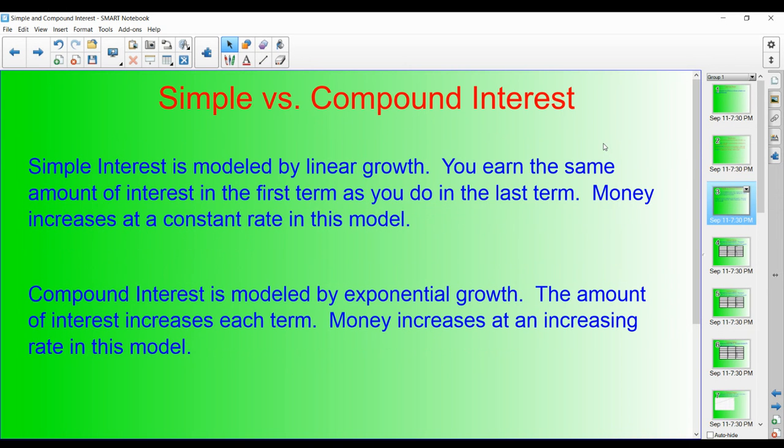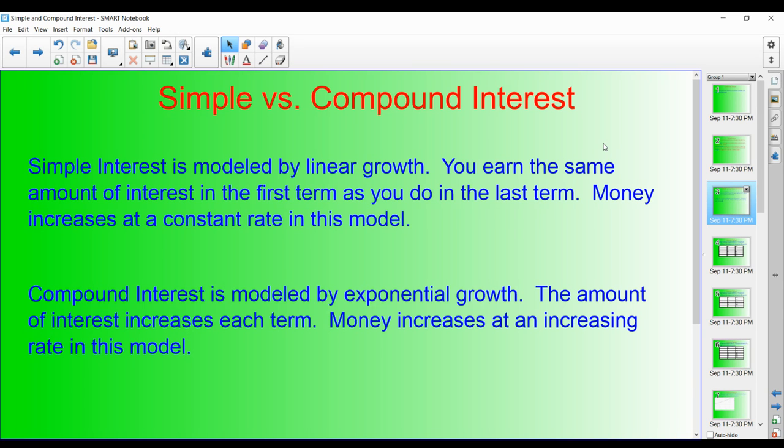Now, simple interest is linear. You earn the same amount of money every single month or every single year, no matter how much money you now have in the bank. Okay, it increases at a constant rate. Compound interest, however, is modeled by exponential growth. As your money grows, so does the amount of interest. So it's increasing at an increasing rate.